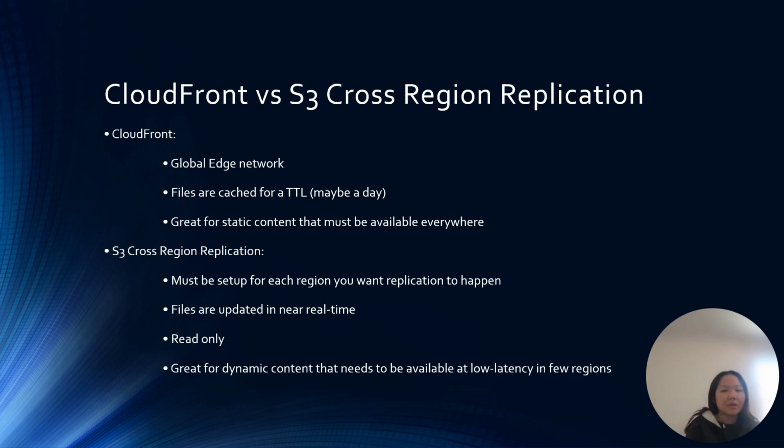CloudFront versus S3 cross region replication. CloudFront uses a global edge network. Files are cached for a TTL, maybe a day. It is great for static content that must be available everywhere. S3 cross region replication must be set up for each region you want replication to happen. Files are updated in near real time. It is read only. Great for dynamic content that needs to be available at low latency in a few regions.